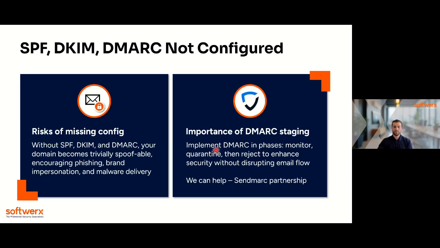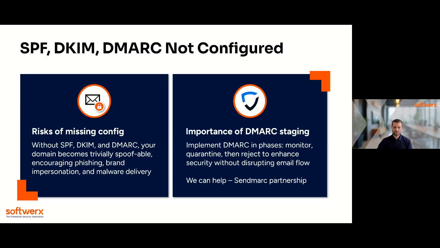Then you move to quarantine. This is where you begin your enforcement. Once you've understood your sending landscape and corrected all of your authentication issues, you'll move to quarantine, partial enforcement. This is where anyone spoofing your domain will have their emails sent to junk and spam folders.